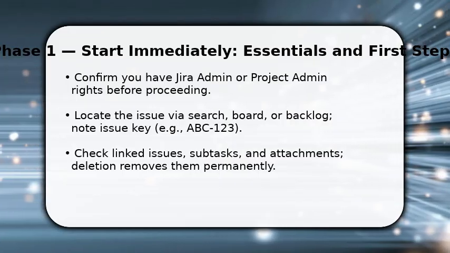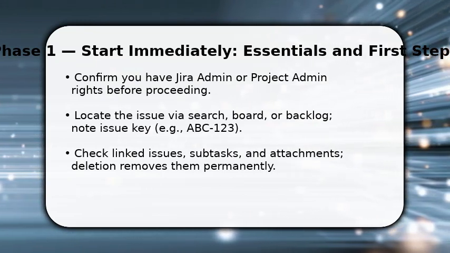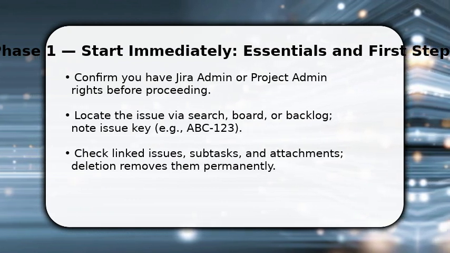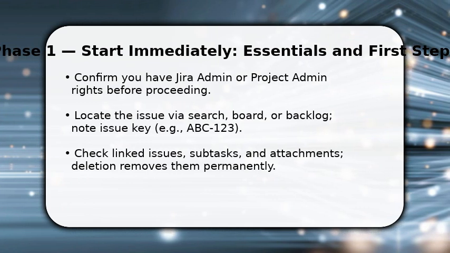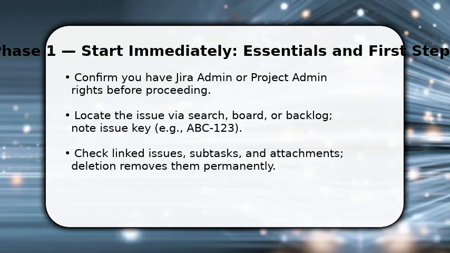You start by confirming permissions. You need Project Admin or Jira admin access to delete an issue. Next, find the exact issue using search, board, or backlog, and note its key like ABC-123 because that ensures you target the right record.